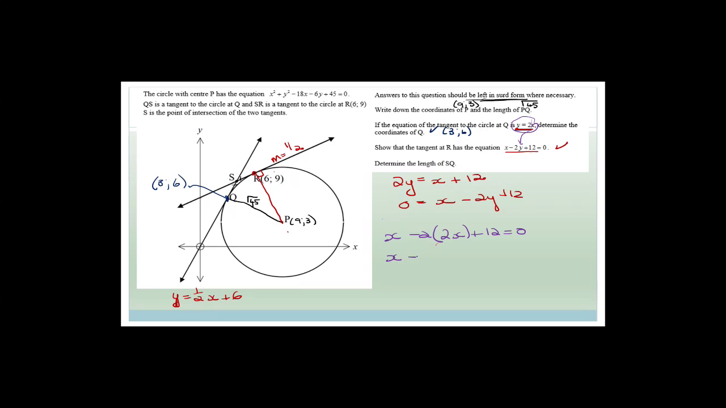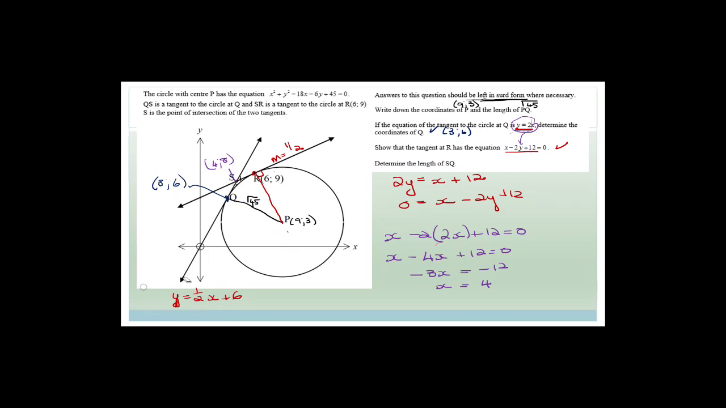So you get x minus 4x plus 12 equals 0. So you get negative 3x is equal to negative 12. So x equals 4. Now we need to get the y value, so we just substitute into y is equal to 2x. So the y value there is 8. Nice. So now we've got the point S, which is 4, 8.